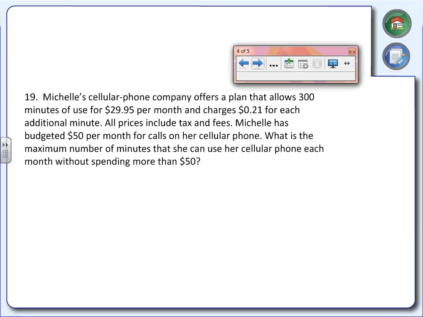For those 300 minutes, they're going to charge her $29.95 per month. So no matter what, you're going to get charged $29.95 per month. But on top of that, we're also going to have to pay 21 cents for each minute. Now, how many minutes? We don't know that yet. But we do know when we total this up, she can't go over $50. So I'm going to set this equal to 50. All right, so we're going to solve for n.